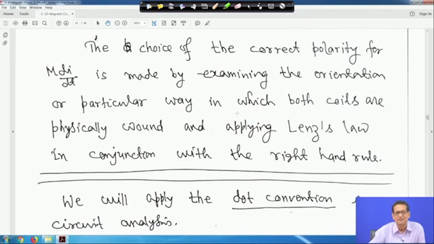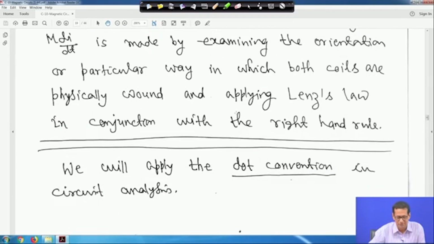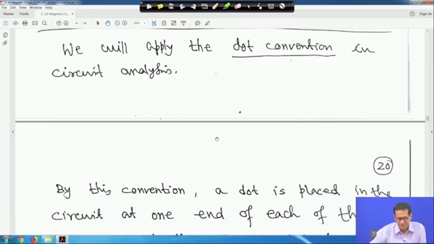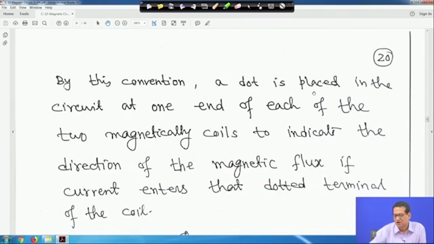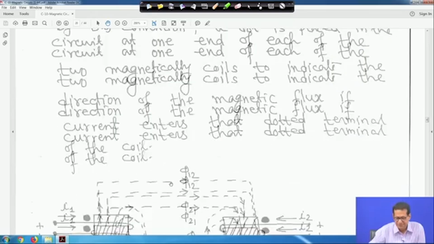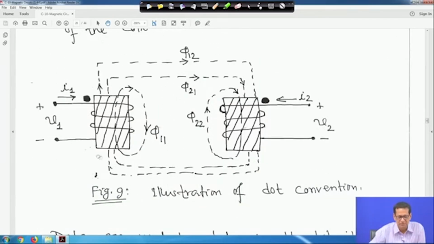This is a difficult one, but for our circuit analysis we will apply the dot convention. In our magnetic circuit analysis we will apply the dot convention. By this convention, a dot is placed in the circuit at one end of each of the 2 magnetically coupled coils to indicate the direction of the magnetic flux if current enters the dotted terminal of the coil. Now, let us try to understand this.